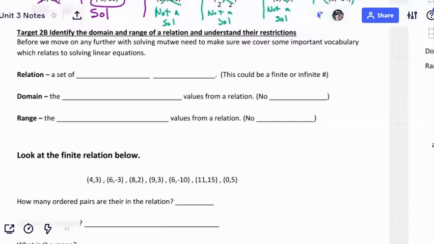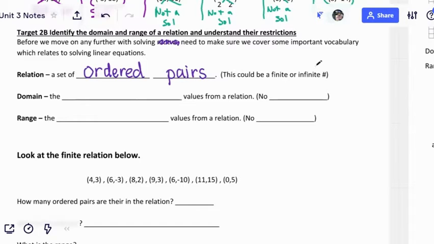So we're going to continue on with target 2B, which is identifying the domain and range of a relation and understanding its restrictions. So before we go on, we need to make sure we understand certain vocab relating to solving linear equations. The first is called a relation. A relation is a set of ordered pairs, which could be a finite or infinite number.